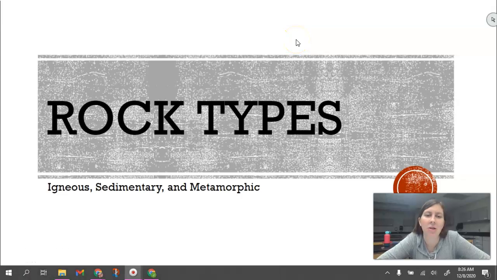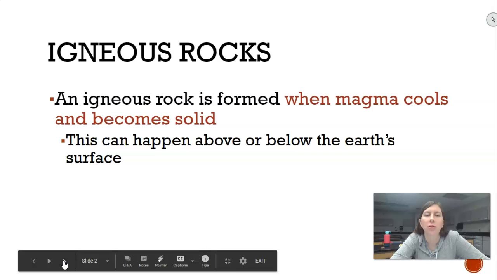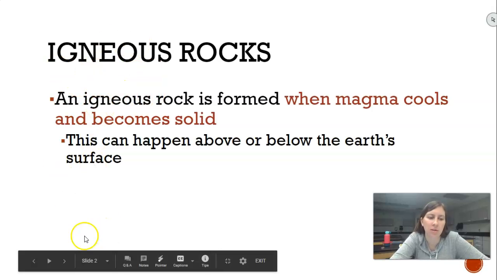Hey guys, today we are talking about the three rock types, which are igneous, sedimentary, and metamorphic. Igneous rocks are formed when magma cools and becomes a solid. This can happen either above or below the Earth's surface. So magma is typically a liquid, and when it cools, it becomes solid, and those are igneous rocks.